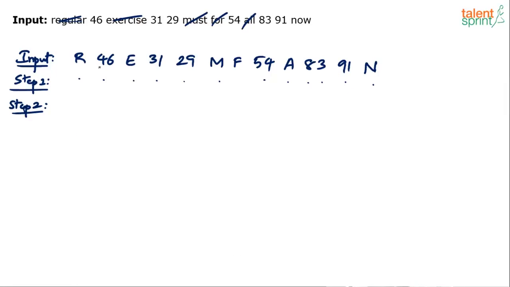So what's the highest number here? 46, 31, 29, 54, 83, 91. The highest number is 91. Right? So move 91 to the first position. But then it becomes 90. 91 becomes 90. What is the last letter as per the alphabetical order? R, E, M, F, A, N. I think the last letter is R. So R has to be brought to the last position. But remember, R will become S.